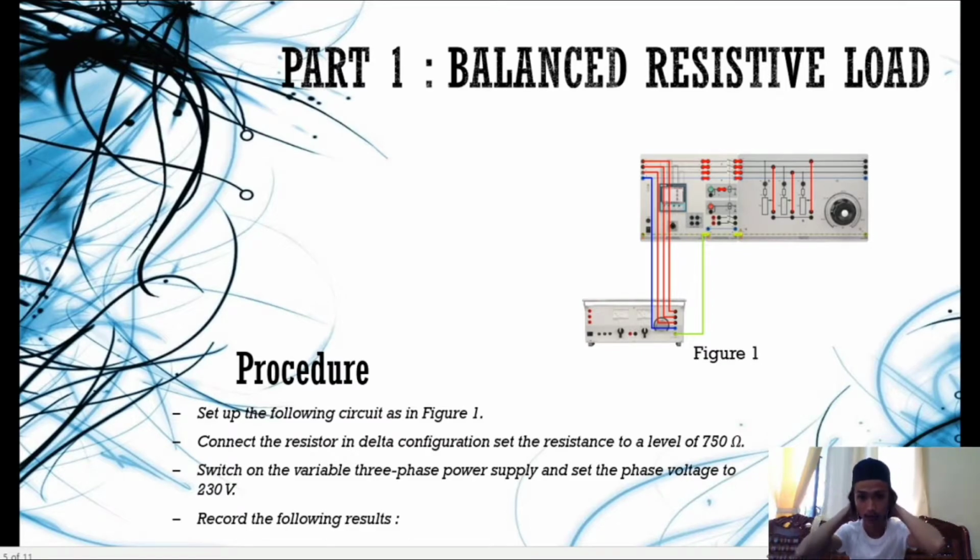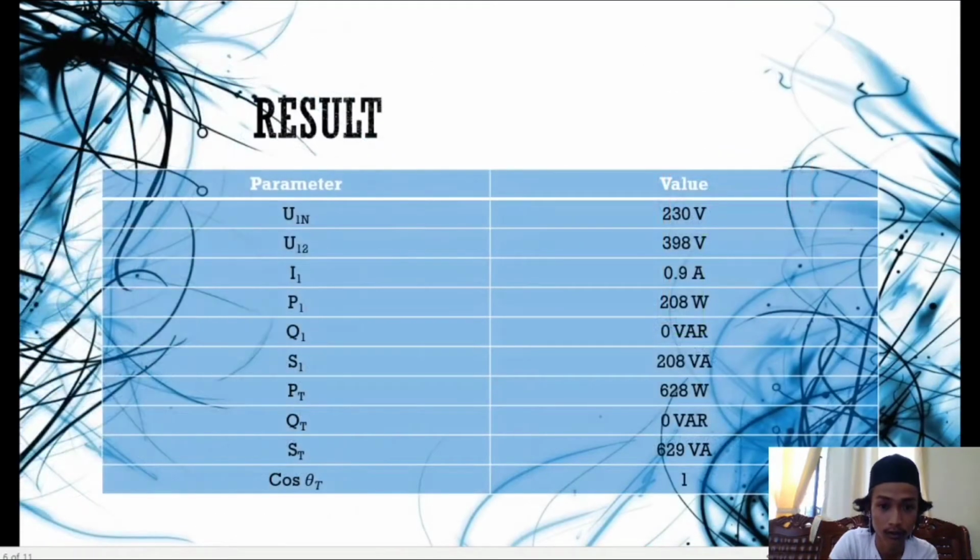After we set all the requirements in the lab sheet, we must record the results in table 1. The parameters are given in the lab sheet, so we fill in the values we got. The voltage between live and neutral is 230 volt, and between line 1 and 2 is 398 volt. This is our data, and as you can see, the power factor is still 1.